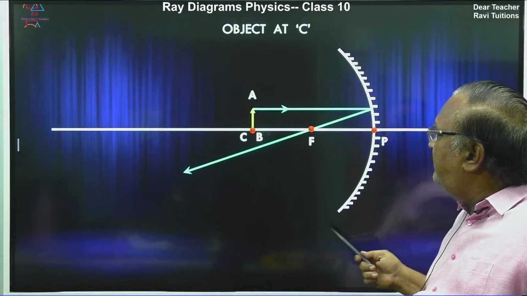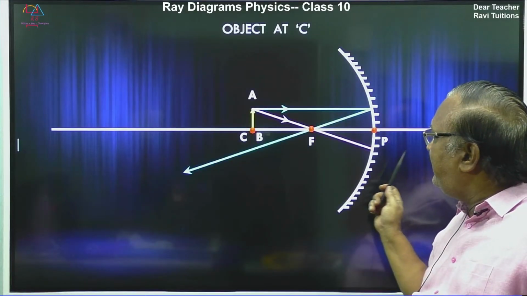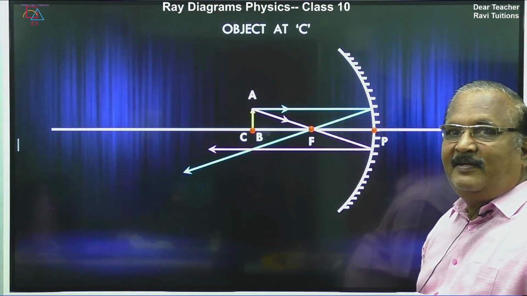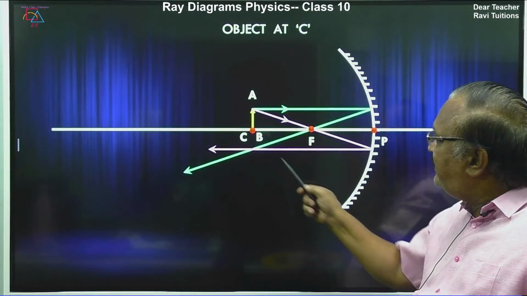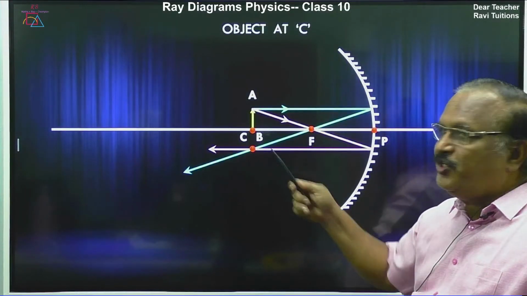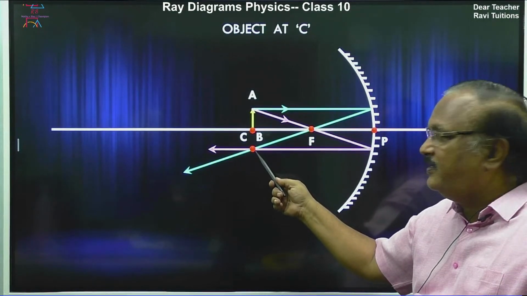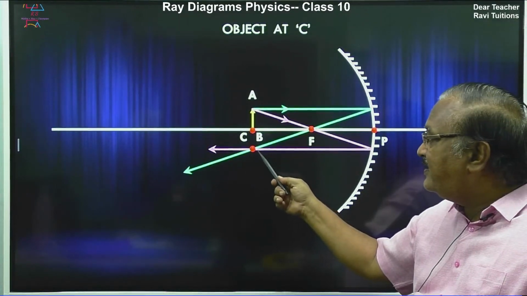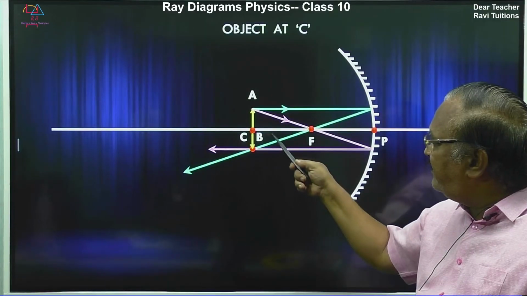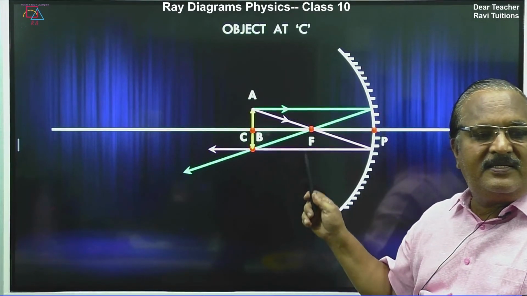Then one more line: draw a line through the focus, so it goes parallel. These two rays are intersecting here, so that is the position of the image. The image is formed at this red dot. This red dot should come exactly at the center of curvature.